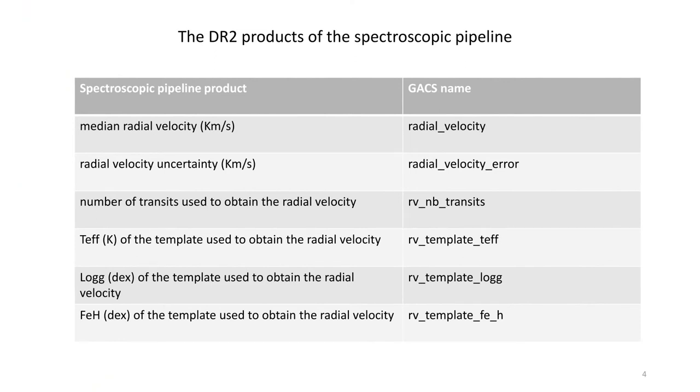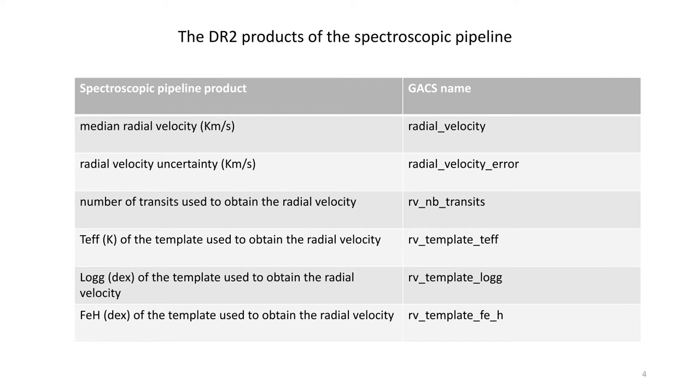This table shows the spectroscopic pipeline products available in DR2. We provide six products from the spectroscopic pipeline: the radial velocity and its uncertainty, the main products; the number of transits used to determine the radial velocity; plus the three atmospheric parameters, effective temperature, log g surface gravity, and metallicity of the template used to determine the radial velocity. Note that these three parameters should not be used as estimates of the physical properties of the Gaia stars.